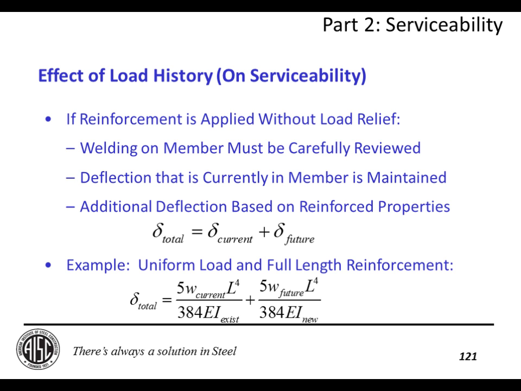So really all you're doing if you reinforce a current member without removing the load is giving it additional stiffness against future loading, against future dead or live loading. And that's what's shown in this bottom example here. For a uniformly loaded beam, you just get 5wL^4 over 384 EI existing for the current load, and then you get 5wL^4 over 384 EI of the new moment of inertia for any future loads. And this is, again, if you do not remove the current load.